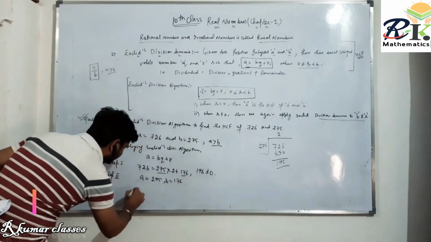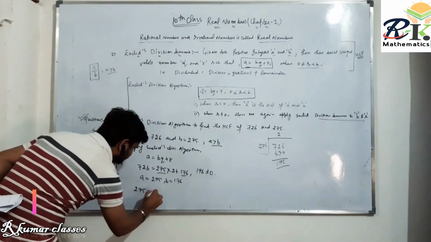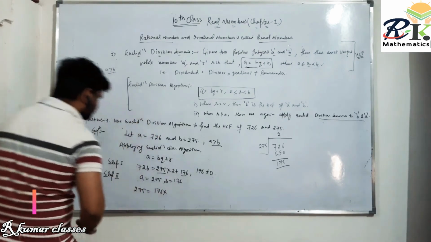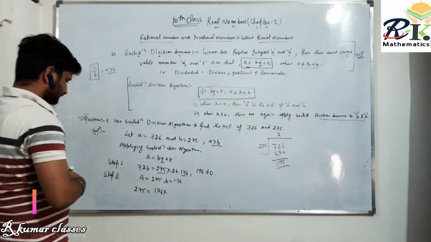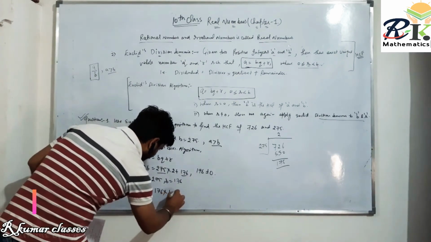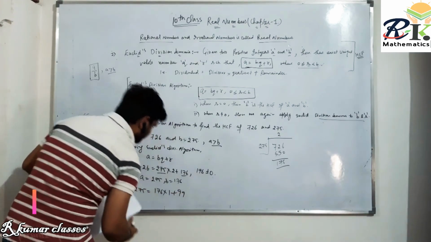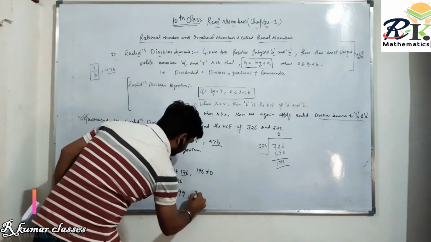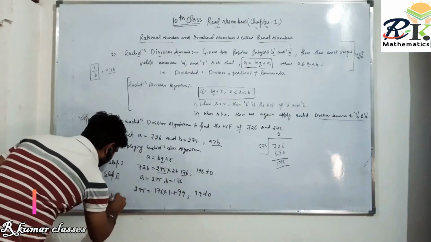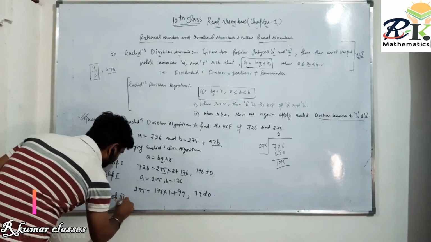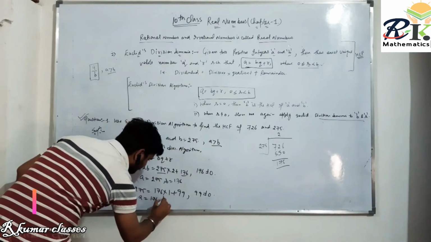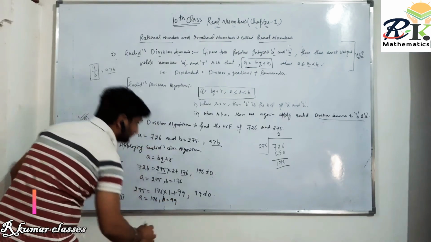Okay, again we divide 275 is equal to 176 into 1 plus, so the remainder is 99. Okay, so remainder is 99, then 99 is not equal to 0. Again applying step 3 because remainder is not 0. Again we take a is equal to 176 and b is equal to 99.